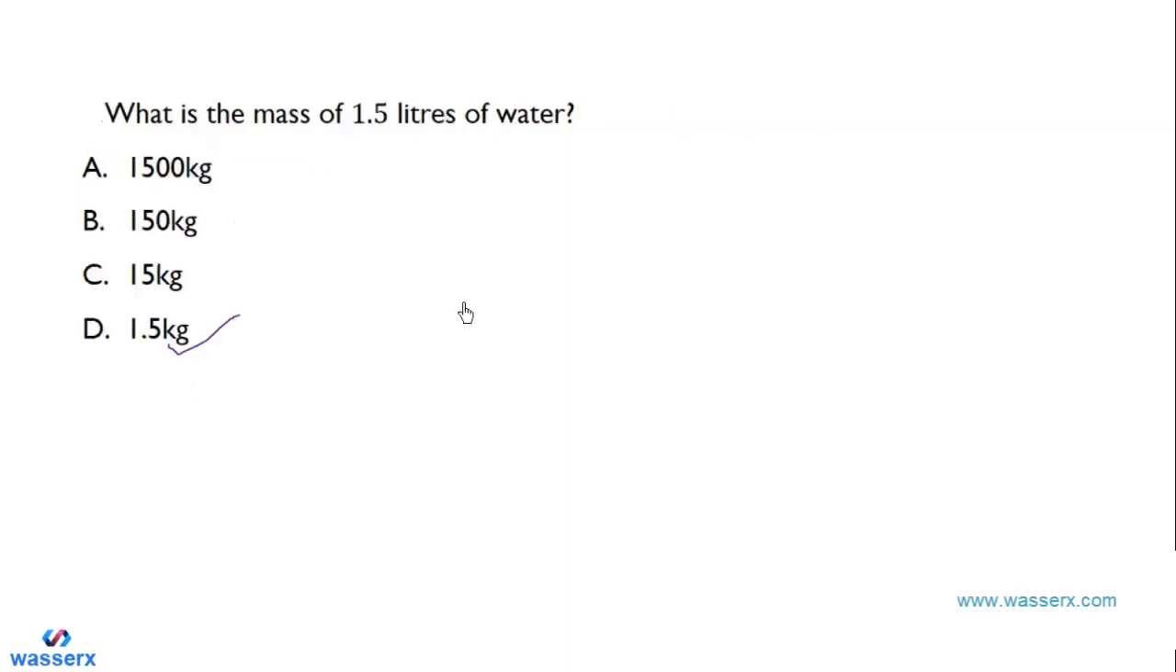The reason is that 1 kg of water is equal to 1 liter of water. Therefore, 1.5 liters of water will be equal to 1.5 kg of water.